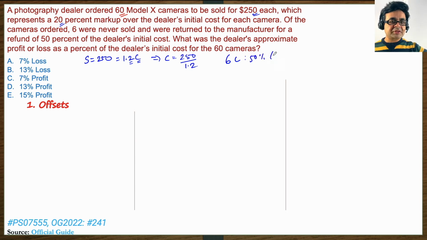He was able to sell the rest of the cameras. So 54 cameras represent 20% gain because his selling price is actually 1.2 times his cost price, right? It's a 20% markup. So for every camera he sells, he gets a 20% profit. So in the first approach, we talk about the offsets. And why am I thinking about offsets? There are certain cameras he gets a loss on, and there are certain cameras he gets a profit on.